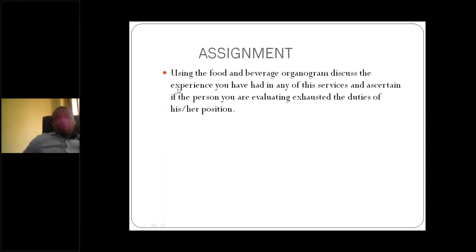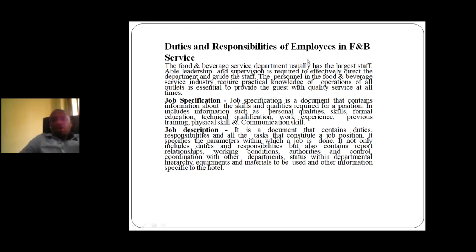So today we are going to look at the duties and responsibilities of employees in food and beverage services. The food and beverage department has a large number of staff. Some places have up to 1,000, some up to 2,000 staff. There you have people that are leading and supervising, ensuring that everybody is guided to do what he or she is supposed to do.